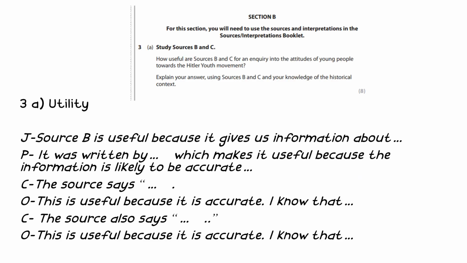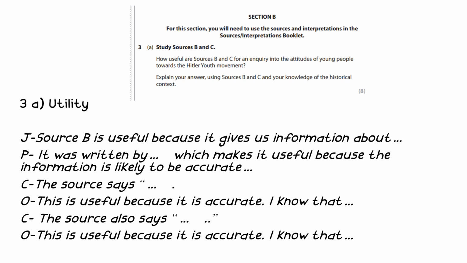So once you've completed your inference question and your explain why question, you are going to move on to section B of your paper. Now for section B of your paper, you'll need the interpretations and sources booklet, which has 2 interpretations in it and 2 sources. 3A is a question that asks you how useful the sources are for an inquiry into, and in this case, the attitudes of young people towards the Hitler Youth movement.